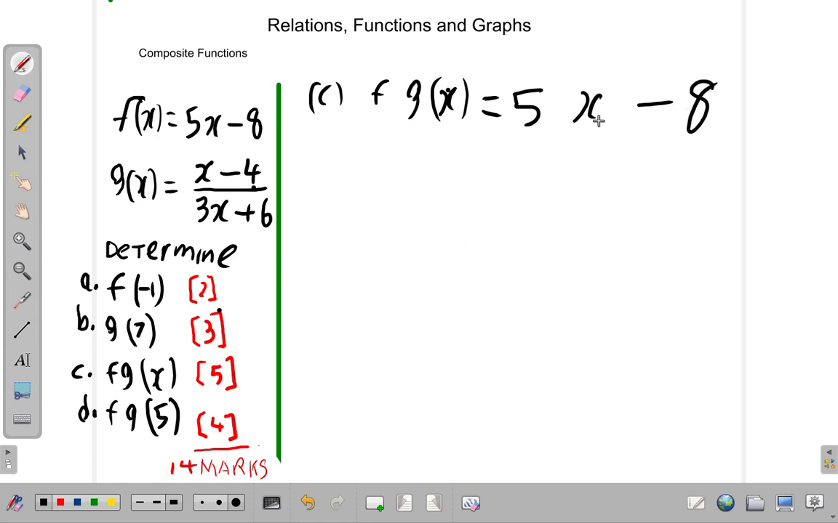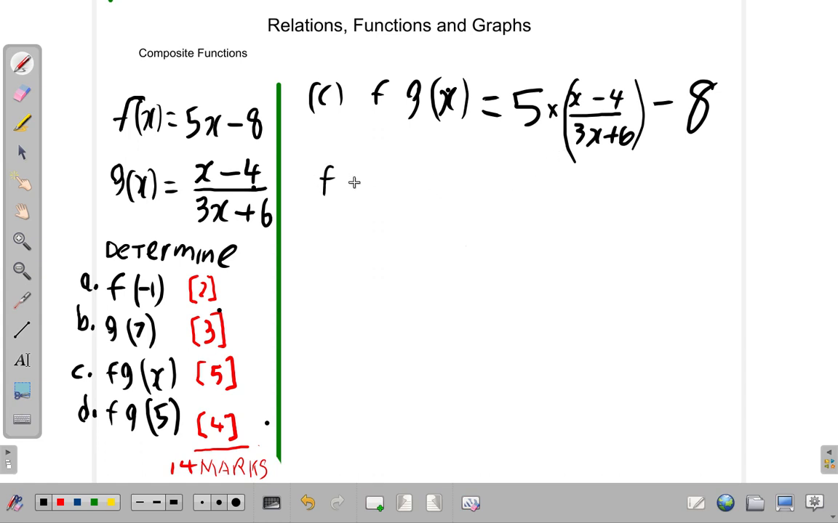But this is f of g of x. So what we'll have now is 5 times g of x minus 8. However, we can go into more detail. We know what g of x is. g of x is this. So let's get rid of this and write the complete g of x. It is 5 times x minus 4 all over 3x plus 6.